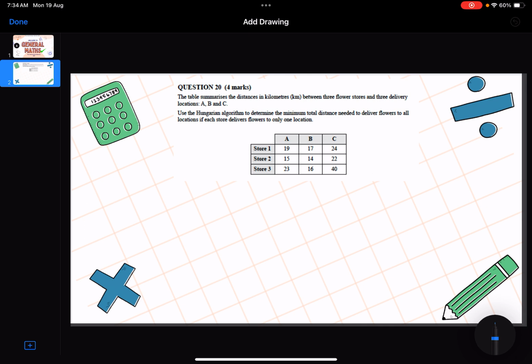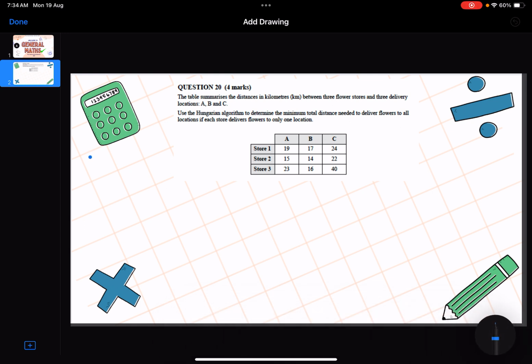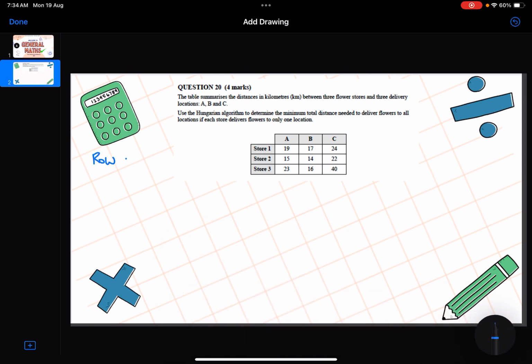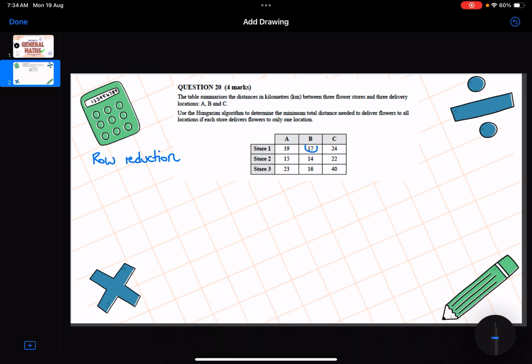So the first thing we need to do for this question is a row reduction. So we're going to have step 1, row reduction. And in order to do a row reduction, I'm going to circle the smallest number in each row. So in the first row, the smallest number is a 17. In the second row, the smallest number is a 14. And in the third row, the smallest number is a 16.